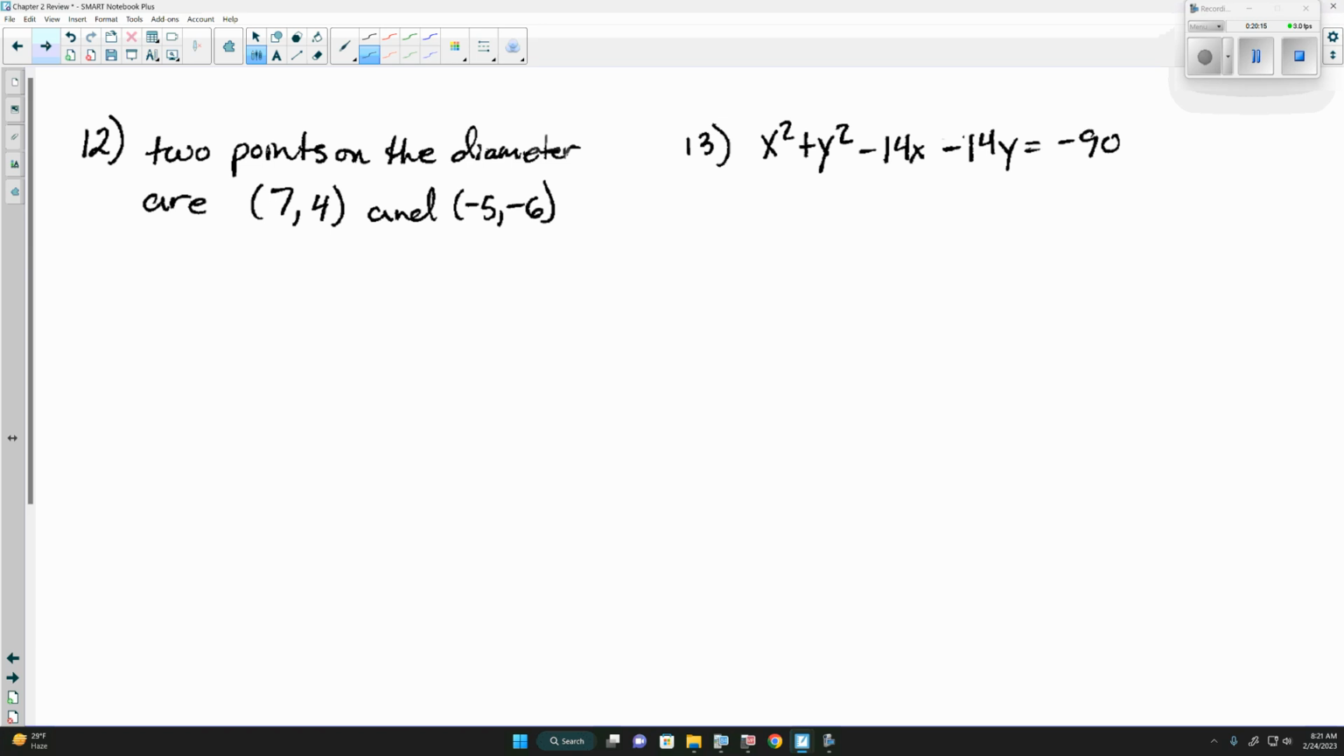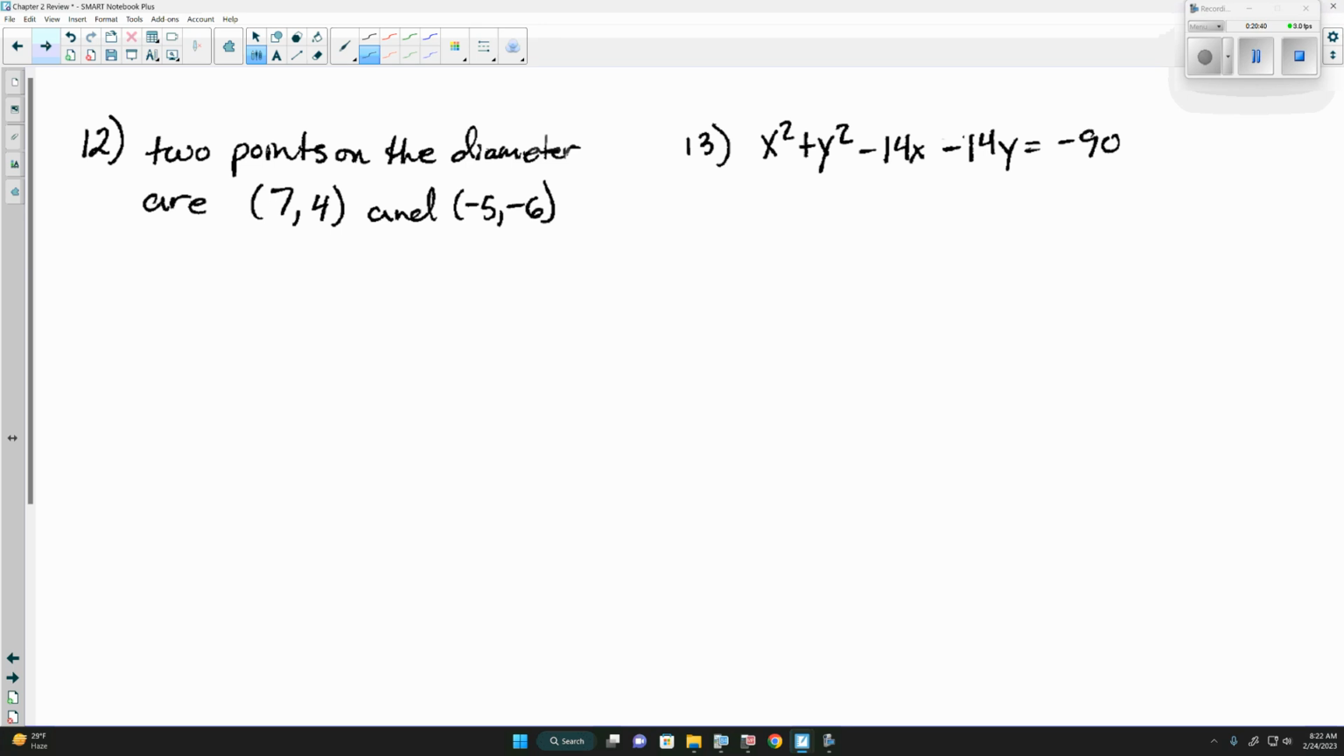We're not going to look at 12. 12 is not going to show up, but we will look at 13. Now 13 does have two things that are nicely done for us. One, x squared and y squared already have 1 in front of them, so we don't have to do anything with it. And the constant term without a variable is already on the other side. So those two are nice.